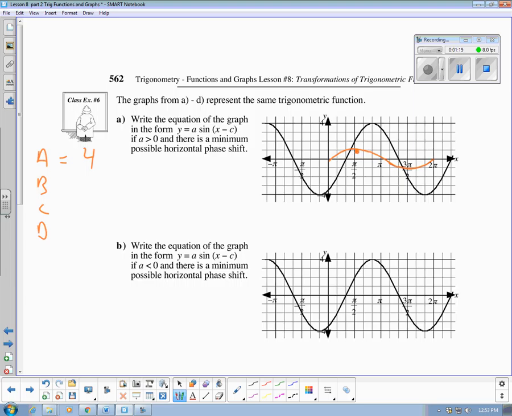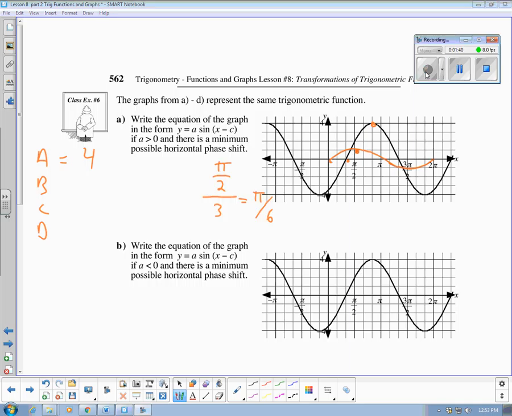Where is it peaking right now? Where is that? Or my graph should have started at 0, and now it's starting here. What's one box worth on this graph? This analysis is hard, ladies and gentlemen.